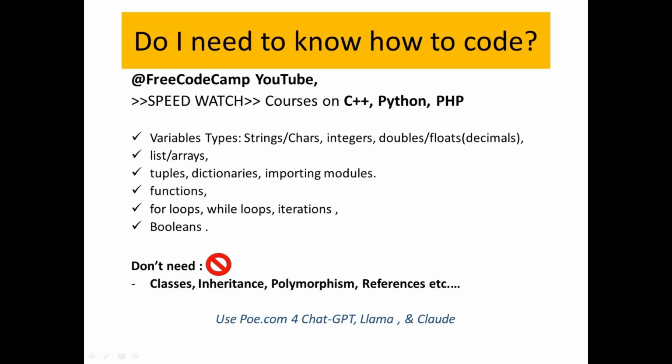So you should cover variable types, strings, integers, decimals, floats, doubles, tuples, dictionary and tuple unpacking, lists, and arrays. Arrays is just another word for lists in C++. Also importing modules, functions, for loops, while loops, iterations, and booleans, which is like true or false, and conditions. I am not touching classes, inheritance, references, polymorphism, or anything complicated.